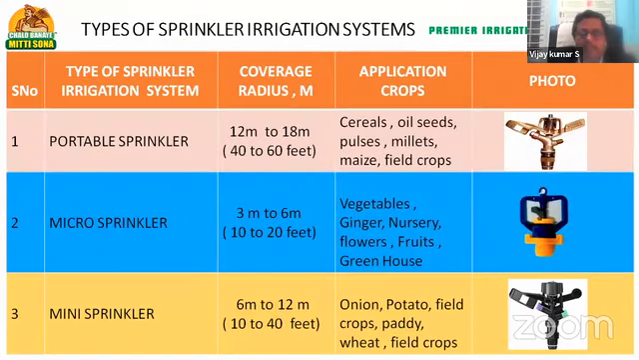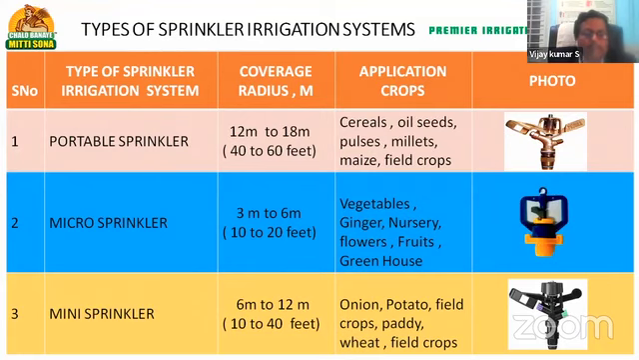Now let us look at the various types of sprinkler irrigation systems that are in the picture. You have the portable sprinkler irrigation system, which is the most common sprinkler irrigation. It has a typical coverage radius of 12 to 18 meters. Typically the application crops are cereals, oil seeds, pulses, millets, maize, and field crops. You can have a brass model type of sprinkler, or even a plastic sprinkler.